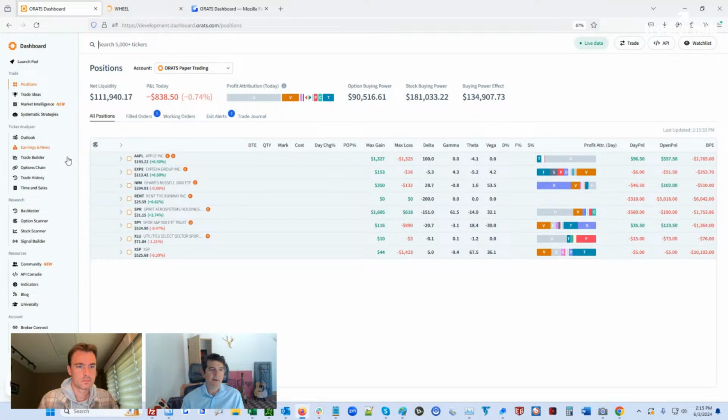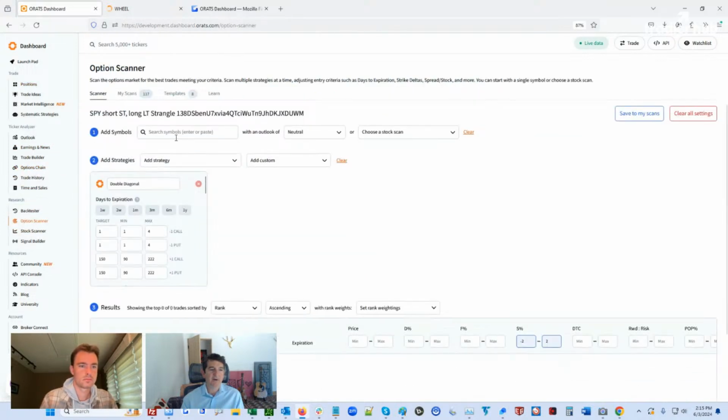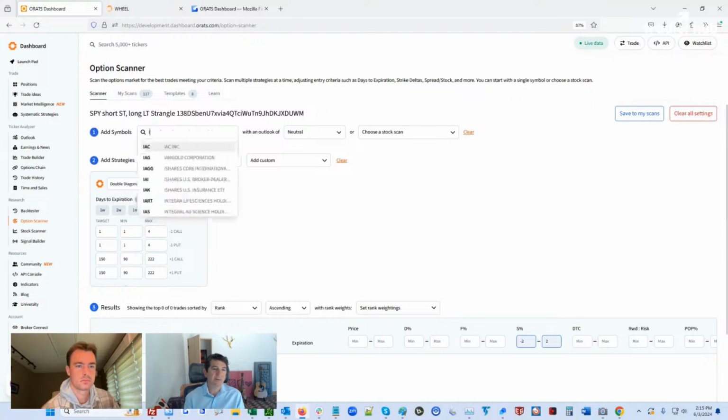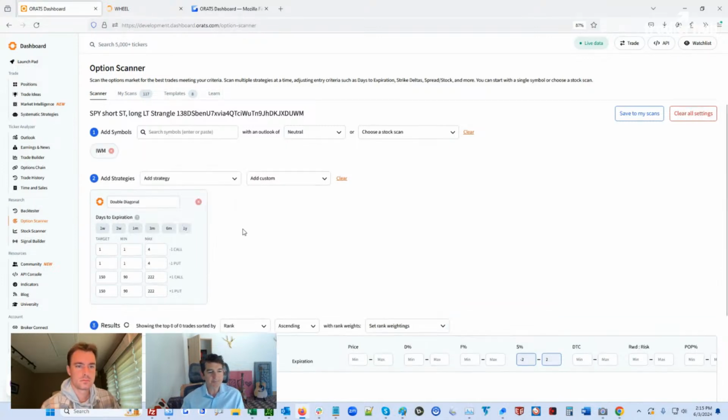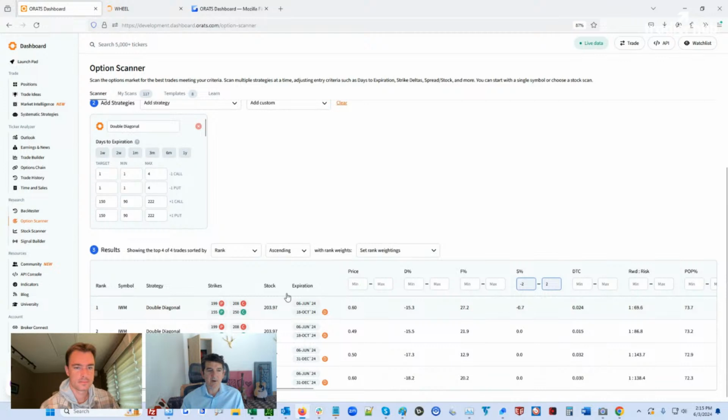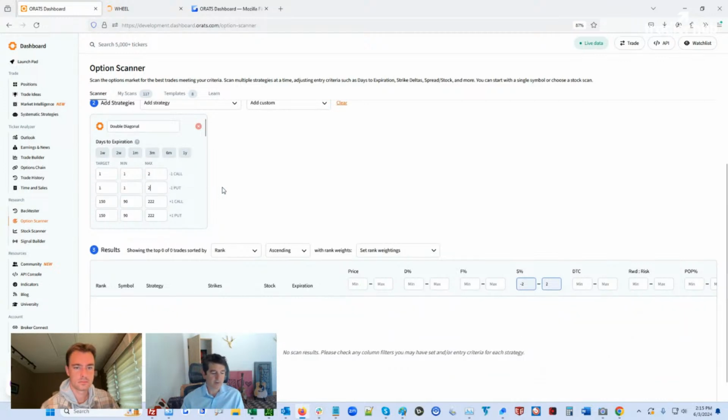Why don't we do an IWM as well. So with the option scanner, I could just change out XSP and put in IWM. And then let's see if we can get a shorter term. Nope, it's not finding any. Still nothing. Okay.